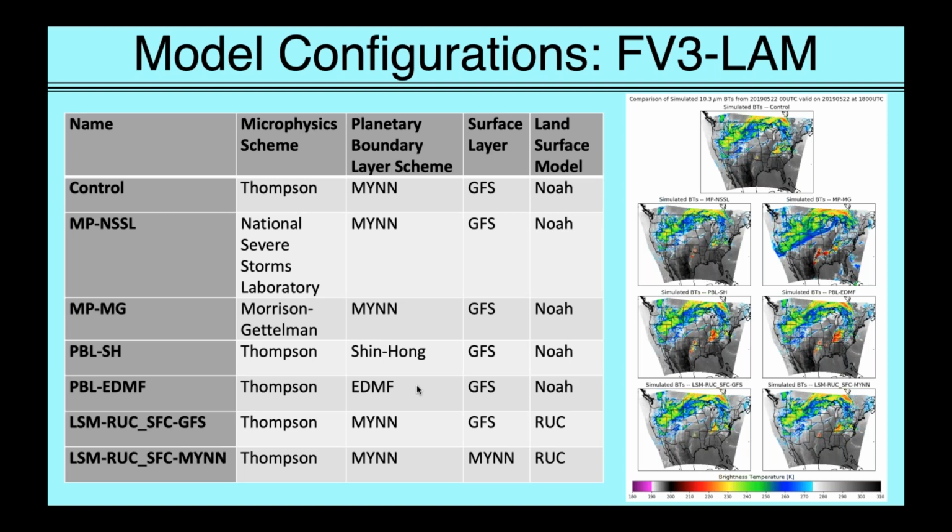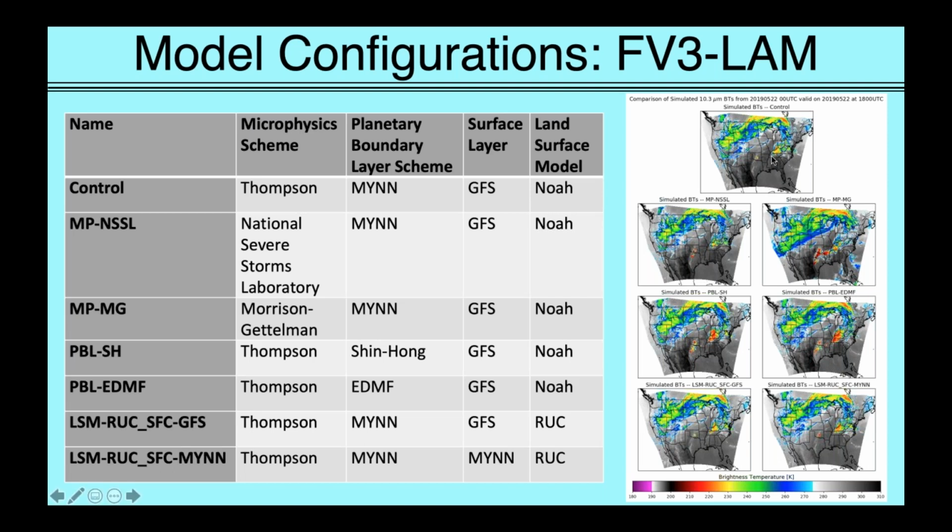And then the second one keeps that change, but also changes the surface layer from the GFS to the min. In this image on the right, you can see an example of all 7 of these configurations. Control at the top, and then our microphysics changes, PBL changes, and land surface changes. One thing that is very obvious, especially if you look at these microphysics changes, is that they do make a big difference when you change them.